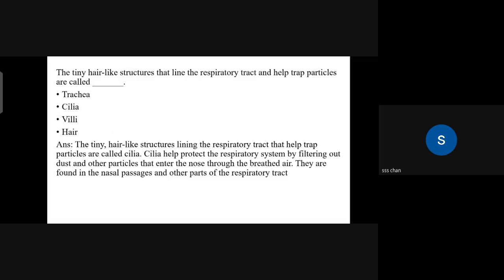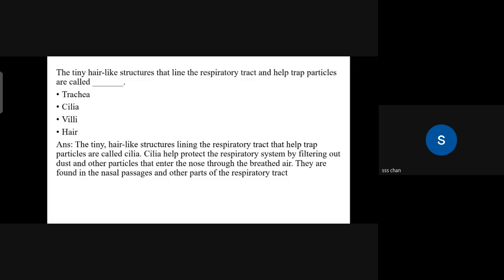The cilia is a tiny hair-like structure. Most of the time, it's microscopic. It's very, very tiny and requires microscopic detection. It is usually in the lining of the respiratory tract. So the answer is the cilia. The cilia is a tiny hair-like structure that lines the respiratory tract and helps to trap particles.